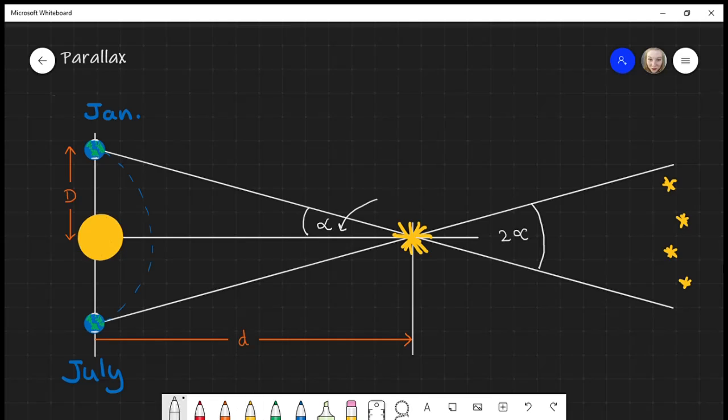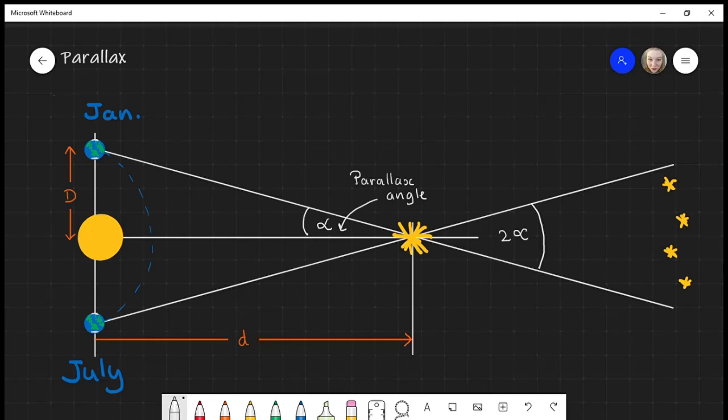This angle here is known as the parallax angle, as this is the angle that we use to figure out the distance. Remember, the parallax angle is half of the full displacement.